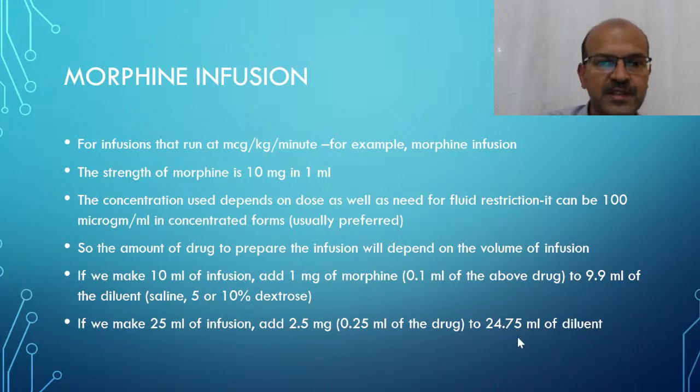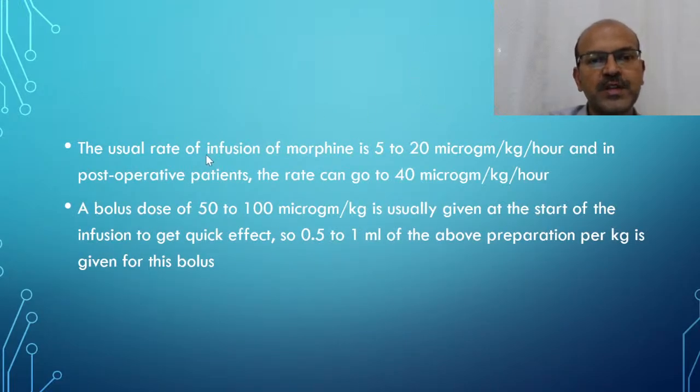So depending on the volume of infusion and the strength of the infusion, there is another strength of morphine at 40 to 50 microgram. So if you want to do the diluted version, you can do that as well. The usual rate of infusion of morphine is 5 to 20 microgram per kilogram per hour, and in post-operative patients the rate can go up to 40 microgram for better pain relief.